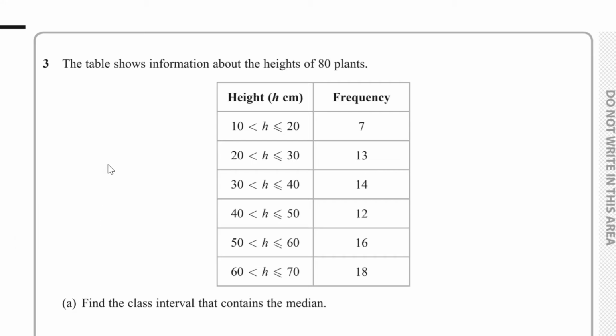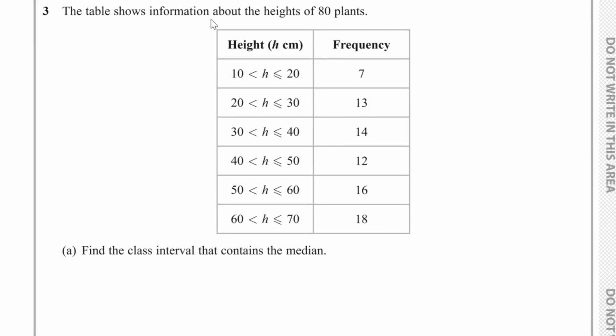Now for question number 3, we've got this table over here which shows the information about the heights of 80 plants, and we have to find the class interval that contains the median. Well, the position of the median will be given by n over 2. So the median, we have 80 plants in total, divide that by 2, we want to find out the 40th value.